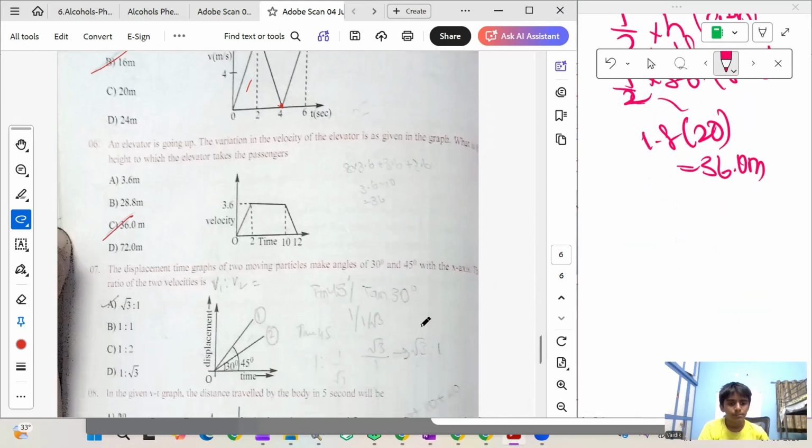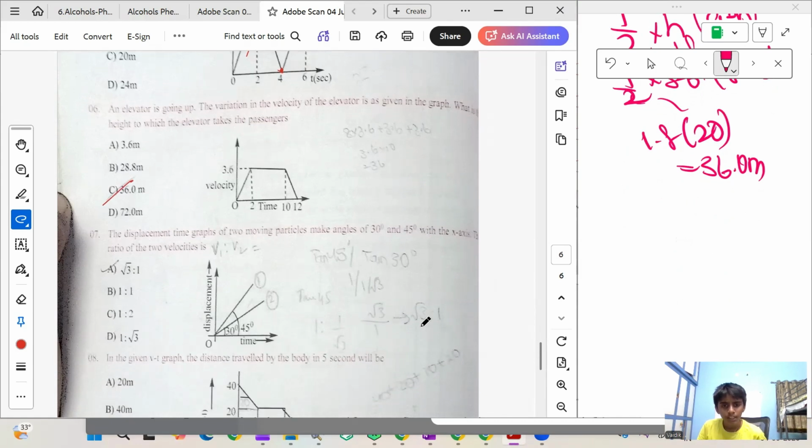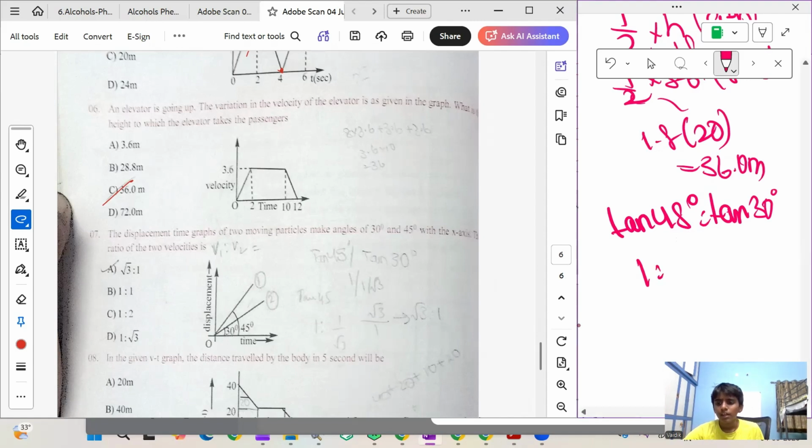Seventh question. The displacement time graphs of two moving particles making 30 degrees and 45 degrees with x-axis is shown. The ratio of the velocities v1 is to v2. The graph is given like this. For v1 45 degrees and for v2 30 degrees. So tan 45 degrees is to tan 30 degrees. Tan 45 is 1 is to 1 by root 3. Means 1 divided by 1 by root 3 is root 3 is to 1 ratio. Option A.